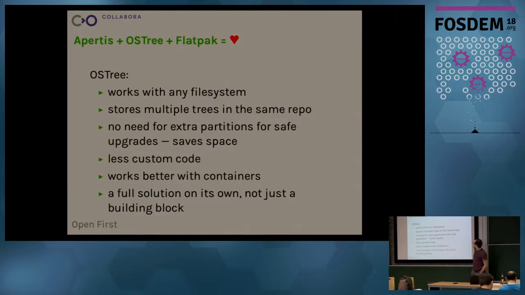So in comparison, OSTree works with any file system at all, any file system which supports Unix semantics. You can store multiple trees in the same repository, which is definitely a benefit, and you don't need extra partitions for upgrades, so it saves quite some space. Because it's a more complete solution on its own, we have less custom code, so the maintenance is much easier. And because it's a user space solution, it works better with containers, and we can use it with unprivileged containers as well.